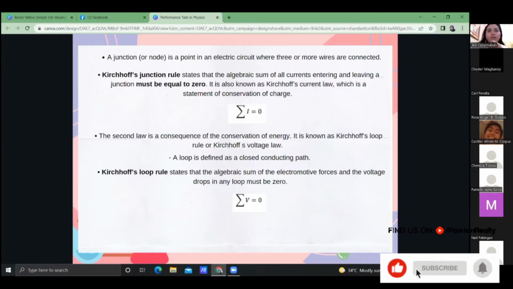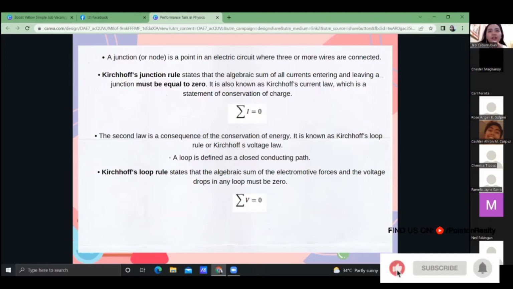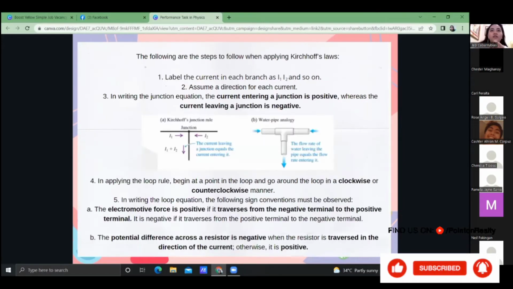A loop is defined as a closed conducting path. Kirchhoff's loop rule states that the algebraic sum of the electromotive force and the voltage drops in any loop must be 0. So when applying the rule, the sum must be equal to 0. Here are the steps to follow when applying Kirchhoff's laws.